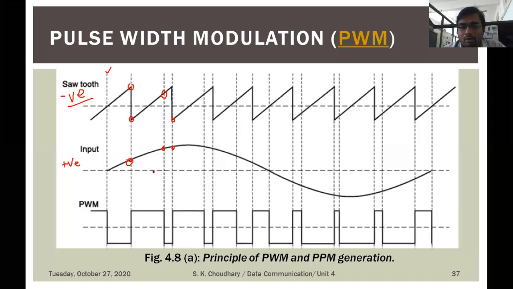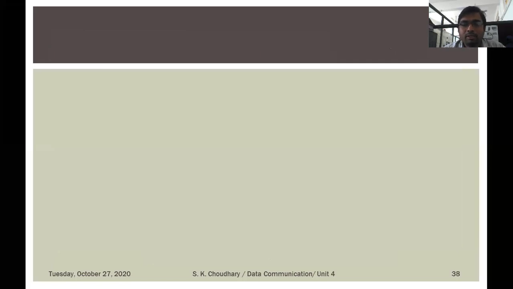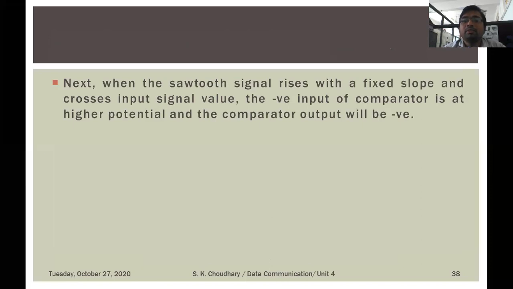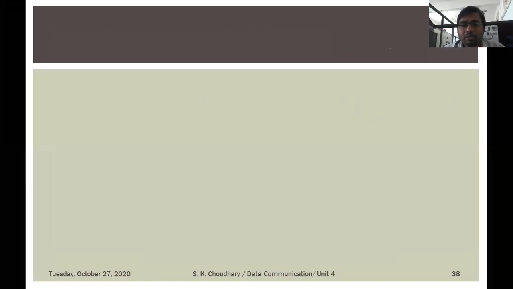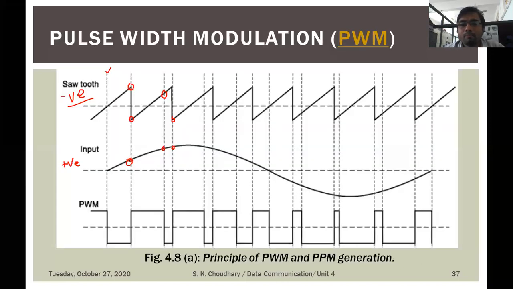So this is the way that we generate the PWM signal. It is the simplest method to generate the PWM signal, pulse width modulated, and the modulation of the width depends upon the amplitude of the input of the comparator.